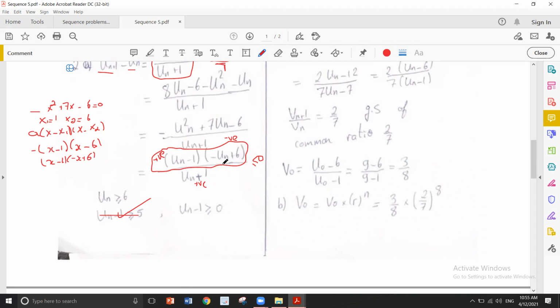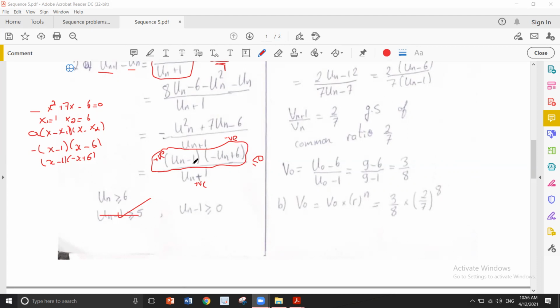And this is negative. Is it clear why this is negative, minus un plus 6? Is it greater than, less than, greater or equal to zero? Could be greater or equal. If equal, it gives equal to 0. If greater, it becomes less than 0.